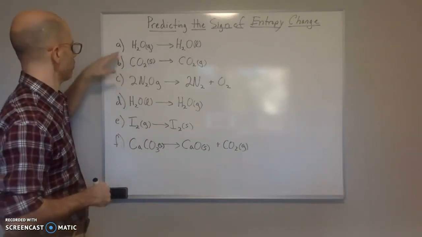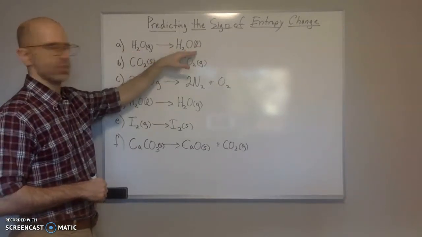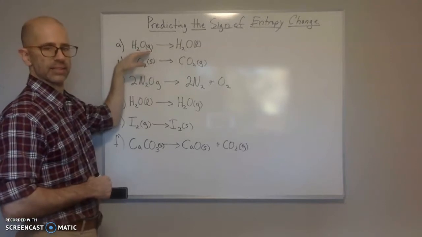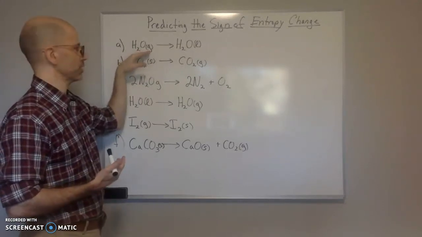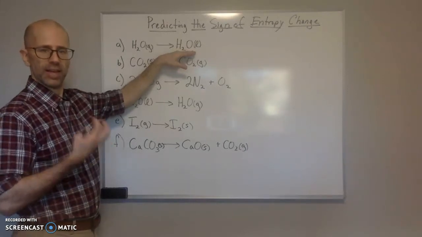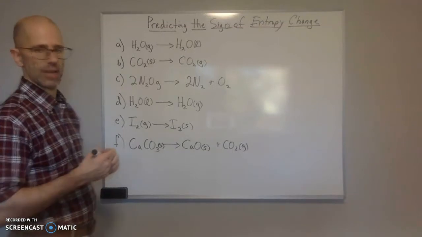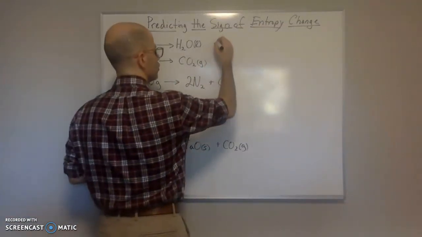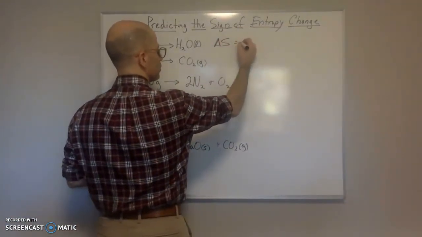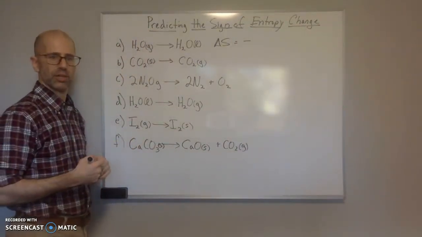So here for A, we're going from gaseous water to liquid water. Gas has more entropy, while liquid is more orderly, with less motion involved. So we would expect the delta S, the change in entropy, to be negative, meaning there's less entropy.